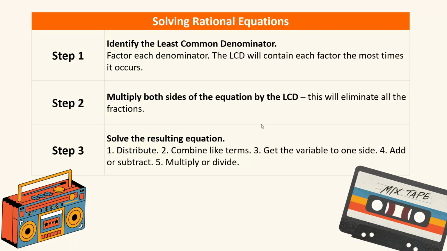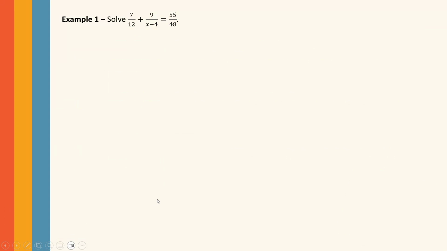Then we'll solve the resulting equation: distribute, combine like terms, get the variable to one side, add or subtract, multiply or divide. So to factor our denominators, 12 is 2 times 2 times 3. X minus 4 cannot be factored. And then for 48, we have 2 times 2 times 2 times 3.